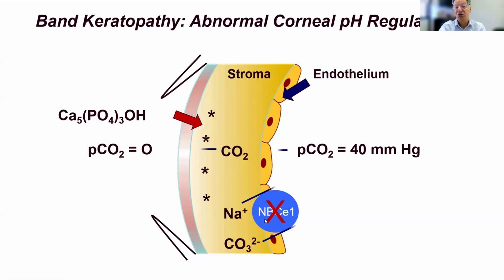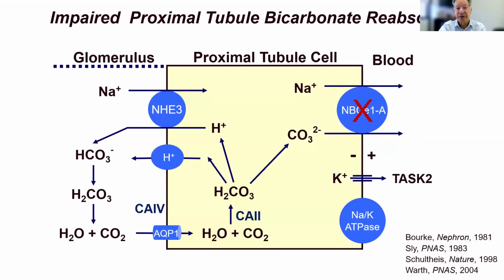But these patients don't have functioning NBCE1 because of the mutation, and the front of the eye gets very alkaline, and they precipitate hydroxyapatite, and that's why they get the band keratopathy. And it's actually treated with EGTA tear solutions to bind the calcium. So again, they have impaired NBC1A transport. That's why they can't transport sodium carbonate.